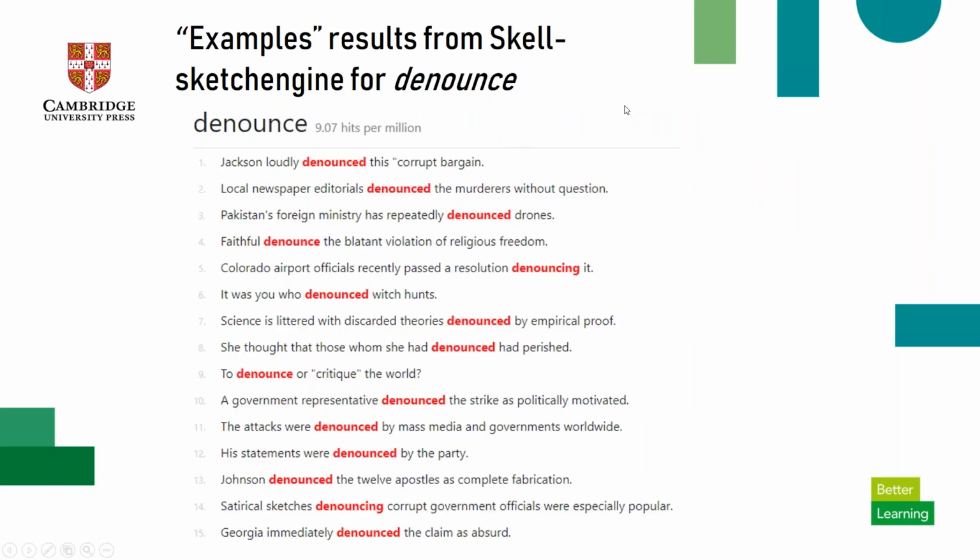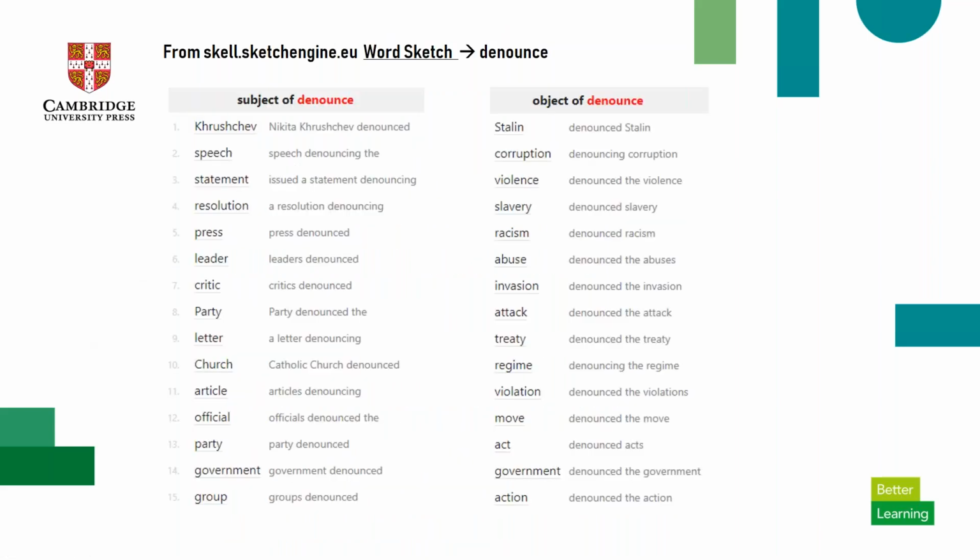I put it into the SKELL Sketch Engine. It gives me some examples, and some of these are a little personal. She, you, a little bit more likely that a mother might denounce. And then Sketch Engine gives you a list of possible subjects, none of which are even like mother. I would say from the predominance of evidence, mother doesn't look like a very good match for denounce.